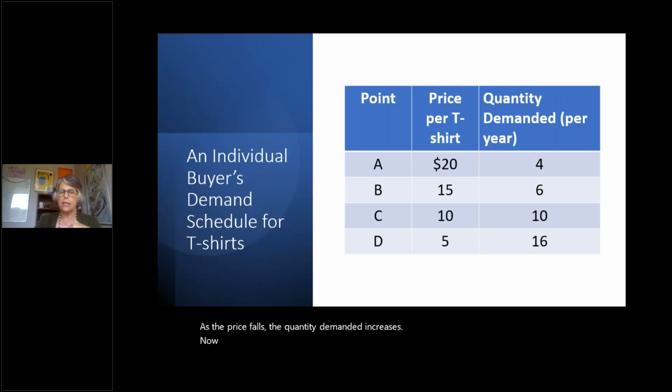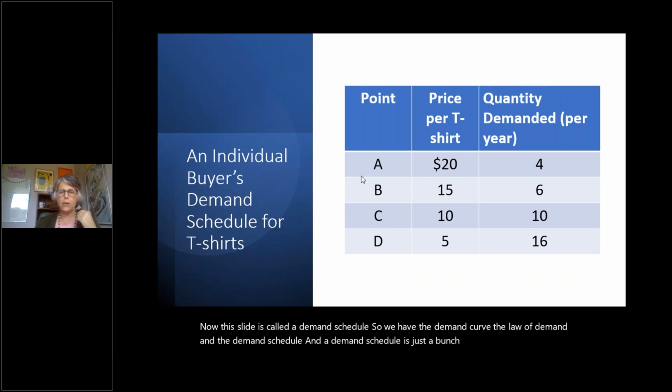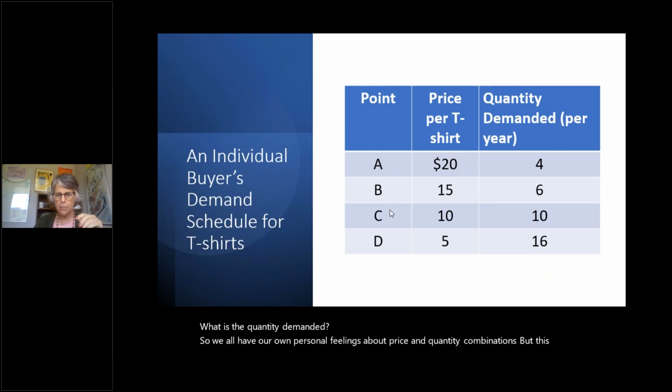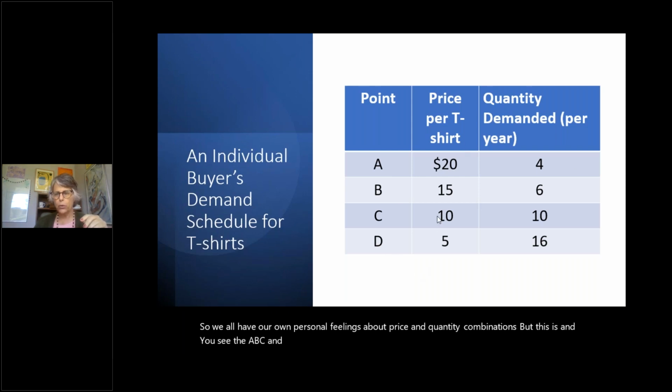Now this slide is called a demand schedule. So we have the demand curve, the law of demand, and the demand schedule. And a demand schedule is just a bunch of P and Qs put together. This is just showing us at every different price level, what is the quantity demanded. So we all have our own personal feelings about price and quantity combinations. You see the A, B, C, and D. So these are ordered pairs. If you plot these ordered pairs, you will have a demand curve.